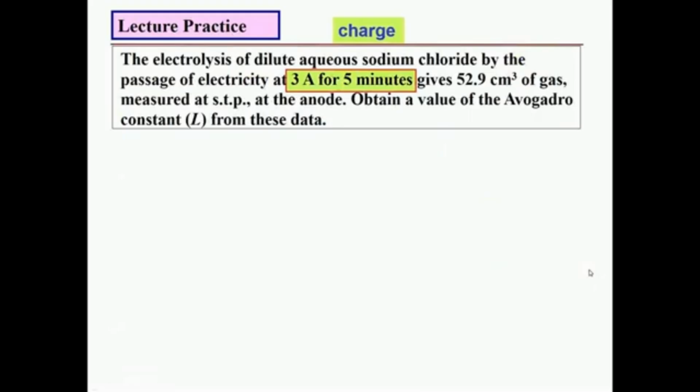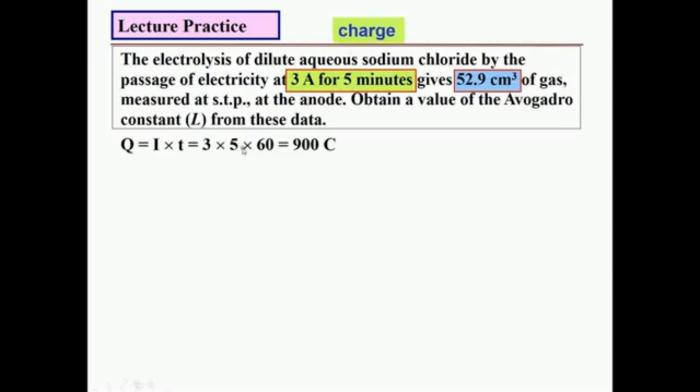Here in this question, electricity is passed through for 5 minutes, current 3 ampere, that will allow us to calculate the charge. 52.9 cm³ of gas is liberated. Here we are looking at the electrolysis of dilute sodium chloride solution. Hence the gas that's liberated comes from the discharge of water and is therefore oxygen gas.